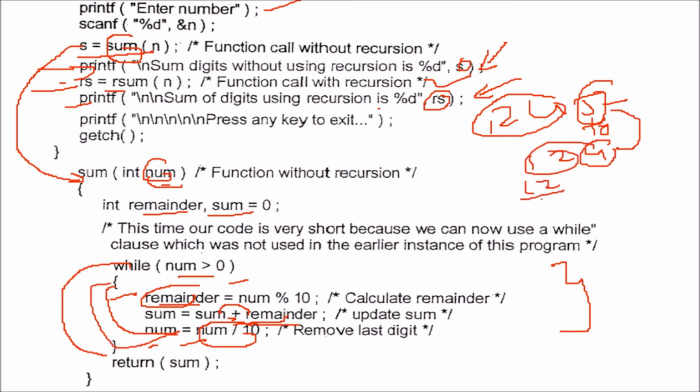Now 12 will be again divided by, or modulo, 10. So you get again the next one, 2. So 5 plus 4 plus 2 you will get. Then you get 1, because the number is greater than 0. All this will be added and you come out. This is how you return sum, and this will be printed. This line it will be printing.